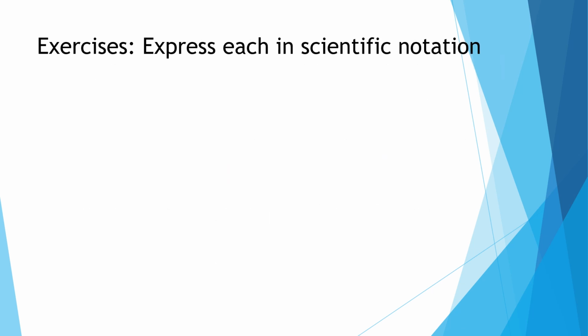Okay, let's have exercises. Express each in scientific notation. Okay, number 1, we have 380,000. So if we're going to move this, since this is positive, 1, 2, 3, 4, 5. Okay, so we have 3.8 times 10 raised to 5. Okay, number 2. So we have 1, 2, 3, 4, 5, 6. So 7 times 10 raised to the power of 6.